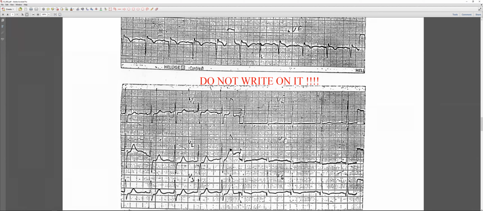What is a transitional point? Normally it's V3, V4. And here? I think it's V2, V3, or V1 and V2, because in V2, the R is bigger than S. Yeah, in V2 it's bigger. So, what does it mean? This means a hypertrophy of... What?